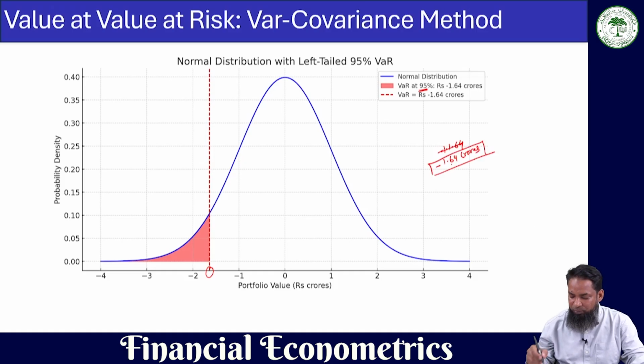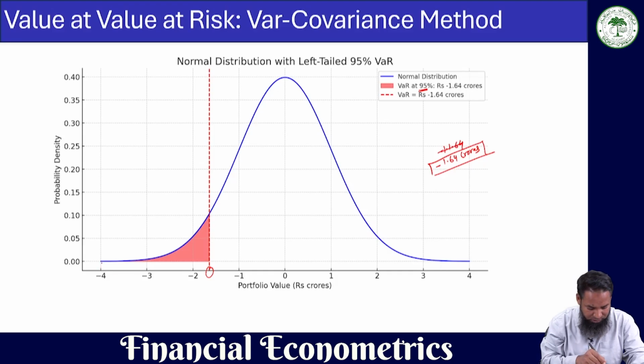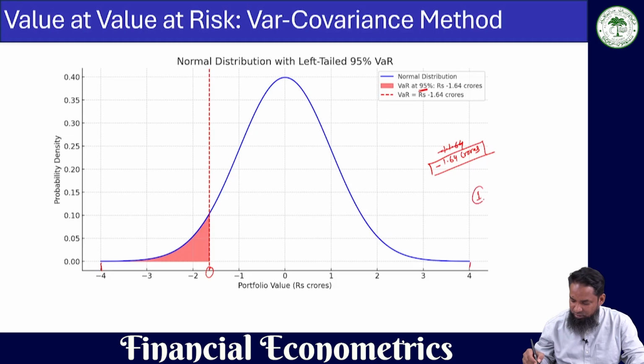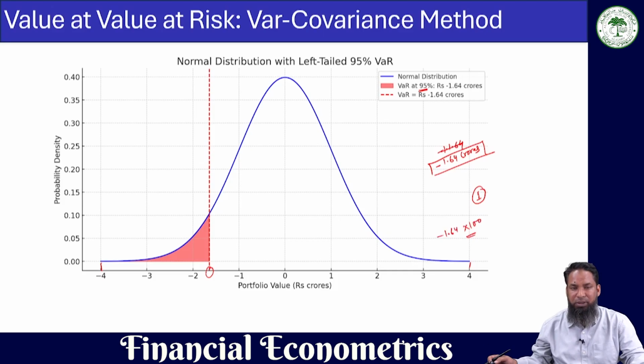Now, if the value of the portfolio is 100 crore, why are we assuming this? Because we know that in the standardized normal distribution curve, the total value of this distribution will be basically 1 if we integrate. Here we know 1.64, so that multiplied by 100, and then we will have the value at risk of this.